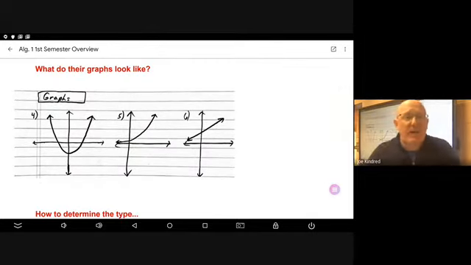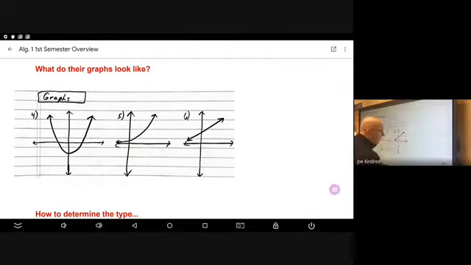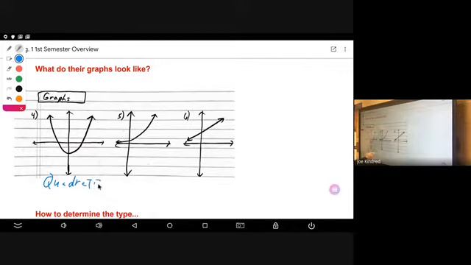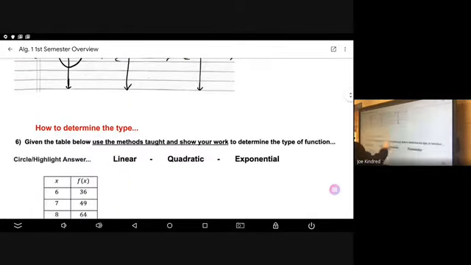The question then becomes, what do their graphs look like? Well, their graphs look like this. Number 4, this is the quadratic function. And number 5, this is the picture of an exponential function. And a straight line is the picture of what we know to be the linear function. So we should be able to recognize this by looking at a graph as well.